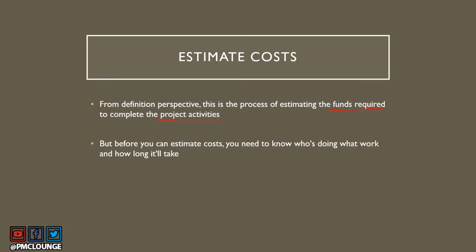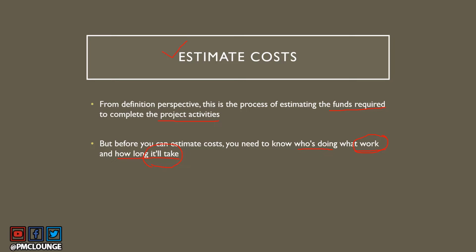Now, but before you can actually estimate cost, what you need is who's doing what work and how long it will take. And you find this from the scope management and schedule management knowledge area. That is the reason why in your PMBOK guide, the scope management knowledge area and the schedule management knowledge area are covered before, are taught to you before the cost management knowledge area. Because when you come to this process of estimate costs, you already need to know what works need to be done, that is what's in scope, and how long it will take, that is the schedule of how long the activity is going to take.